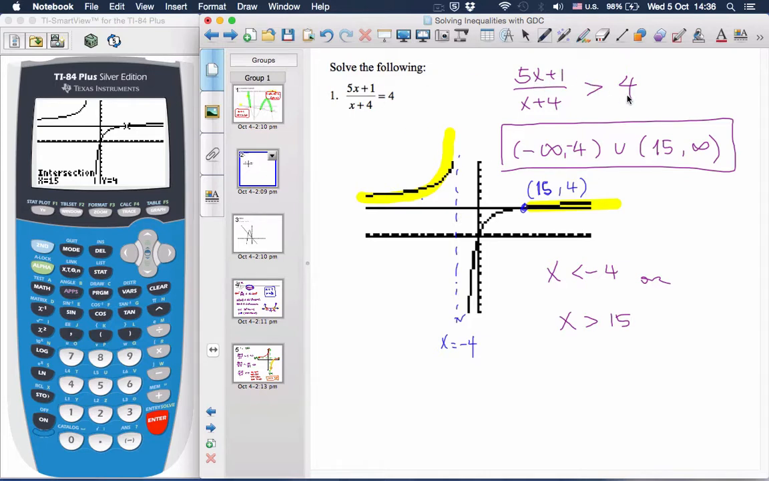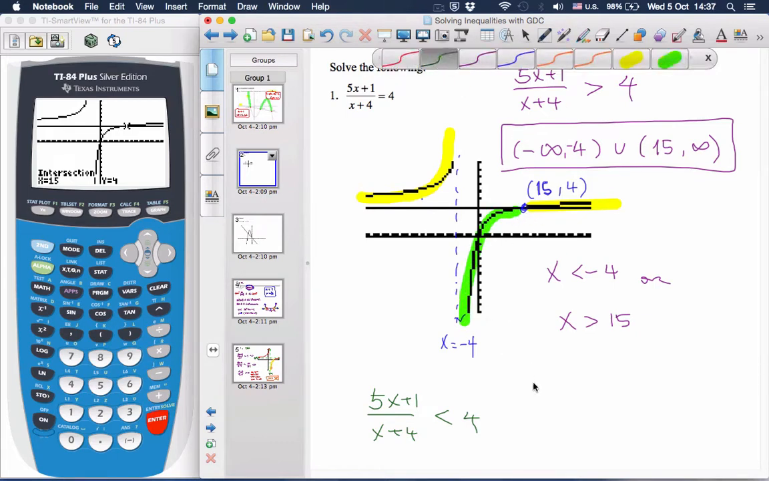because those are the intervals when (5x + 1)/(x + 4) is greater than 4. If it's the opposite, if you wanted to know when (5x + 1)/(x + 4) is less than 4, then you have to find out where in this domain the curve is below the straight line y equals 4. And it happens right there, and that's the only place. And that would be from -4 to 15, again not including the endpoints.